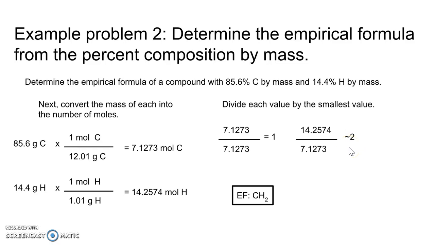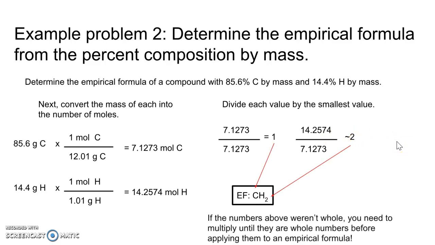Awesome. All right. There is one thing to know, and that's if these two numbers right here weren't whole numbers, if they weren't really close to whole numbers, you have to multiply them until they are a whole number before you actually apply them to an empirical formula. So make sure you keep that in mind. I'm going to show you an example in the next problem, but just keep that in mind.